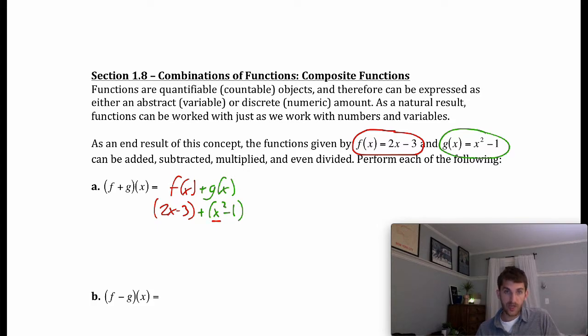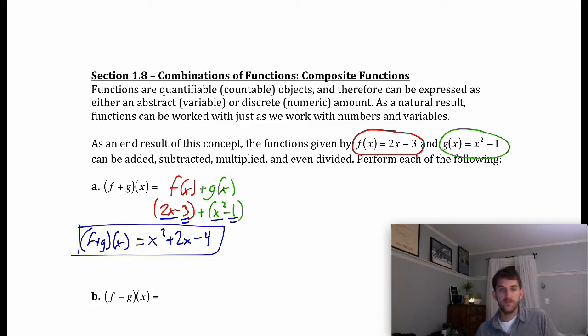So the highest degree we have here is x squared. Let me actually switch to a neutral color. So we have x squared. Moving on down the line, 2x is the next highest, so we have plus 2x. And then our common constants, we have a negative 3 and a negative 1. When we add those two together, we end up with negative 4. So we'll say f plus g of x equals x squared plus 2x minus 4.